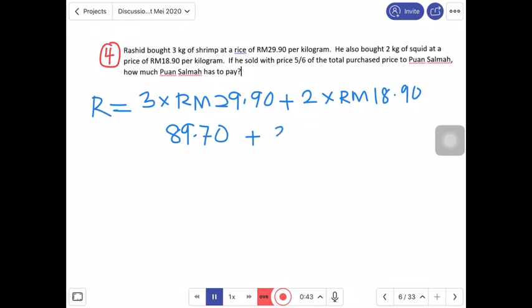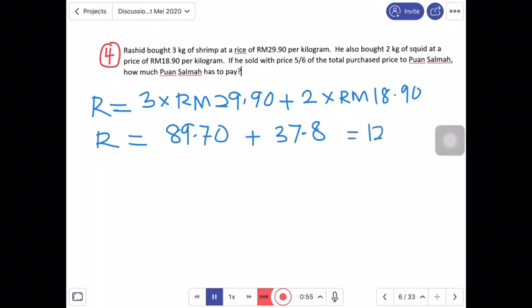plus 37.8. This is the amount that Rashid has to pay, yeah, equals to 127.50. This is the amount Rashid has to pay.